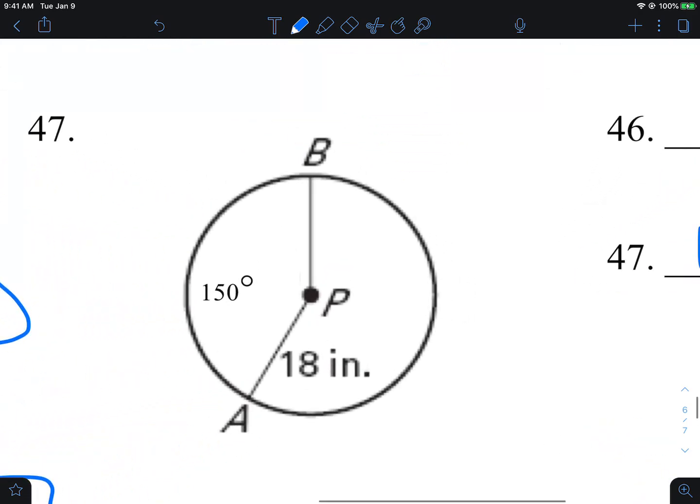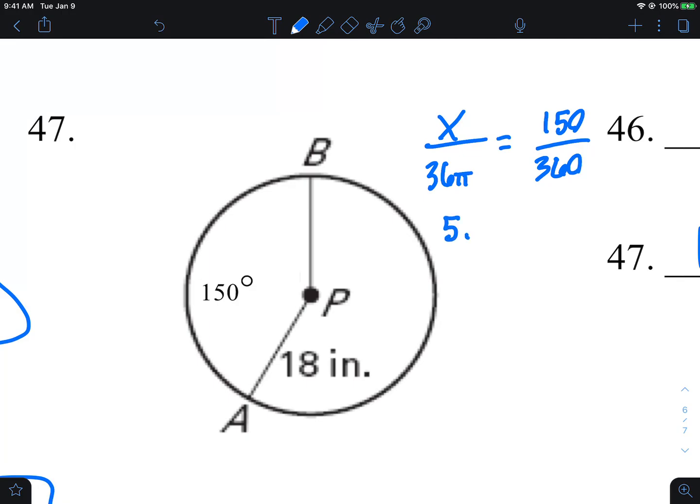47, same thing, different numbers right here. So this will be x. I'm going to go ahead and do the 2 pi in my head. It's 2 times 18. That'll be 36 pi. And then that'll equal 150, and then over 360. And this is kind of like what I was talking about on the last problem. If you just want to use your calculator, just do 36 times 150 instead of the 36 pi.